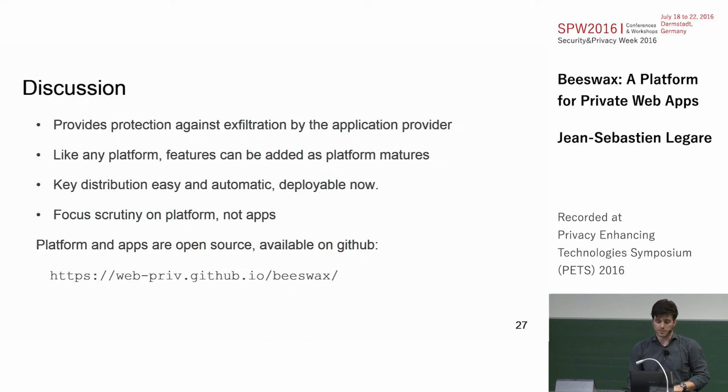And this is coming to the conclusion. I've presented Beeswax. It provides protection against exfiltration by application providers. It is a web platform, and like any platform, we can expect that features can be added or removed as the platform matures. It includes key distribution that's built in, easy, automatic, and it's deployable now. What it lets us do in the end is that we can focus scrutiny on the platform, and then every app that uses the platform doesn't need to be audited. And the platform and applications are available on GitHub.